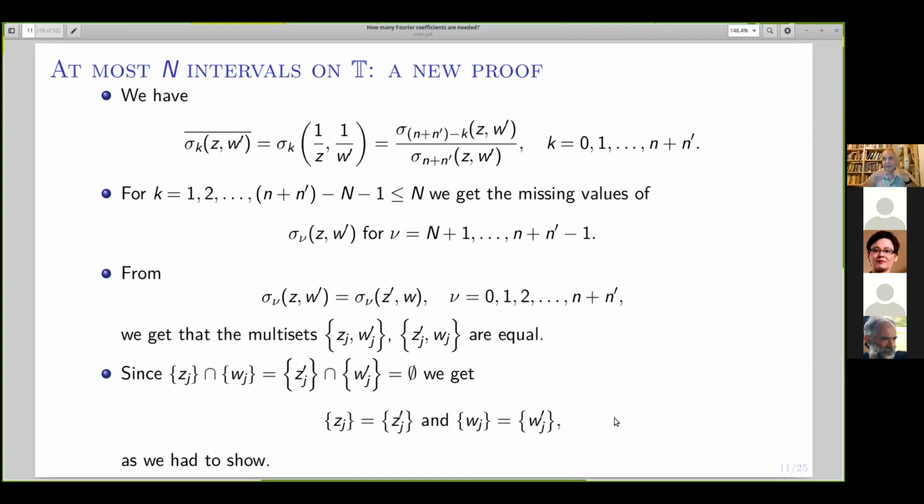Okay, and so this is the proof of getting the two sets, which are each of them a union of at most capital N arcs, being the same just by identifying their Fourier transform on the values 0 through capital N. Okay, so this is an alternative proof of Courtney's theorem.